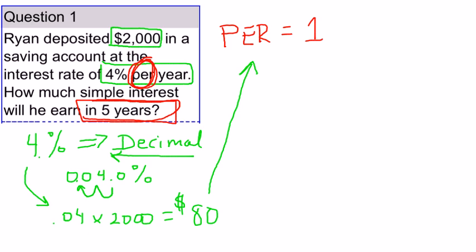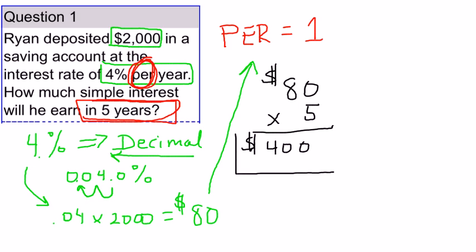The only thing we need to do is use our answer of $80. If we don't get the right answer on step 1, we certainly can't get the right answer on step 2. If I get $80 in 1 year, how many would I get in 5 years? We can just multiply that by 5. 8 times 5 is 40. Bring our extra zero down, $400.